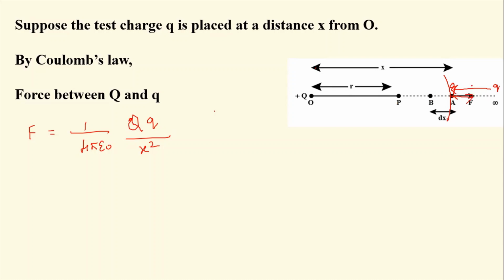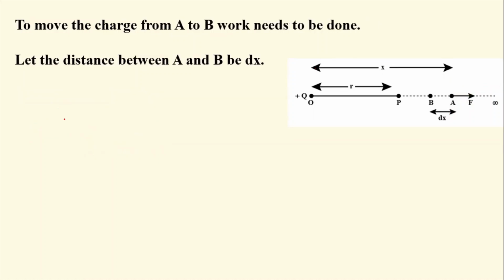Now we have to do work to move this test charge from this point A to this point B. Again, in Coulomb's law, here we are describing only the magnitude. The direction is not specified. The vector form of Coulomb's law will contain direction. This is only the magnitude form. So to move the charge from A to B, work needs to be done. Your test charge is here, and you need to do some work to move this test charge towards the point B.